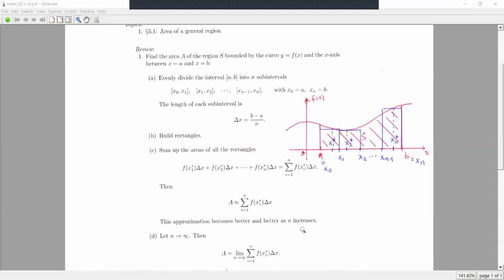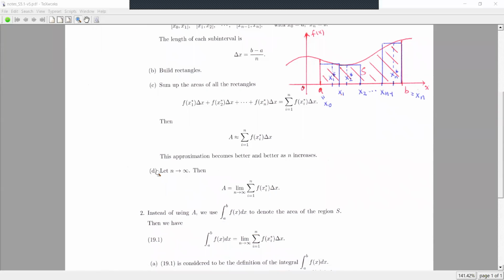When you use more rectangles to approximate the region S, then this approximation is better, more accurate. More rectangles, then the approximation to the region is more accurate. So the area A of the region S is better approximated by this sum as n increases.